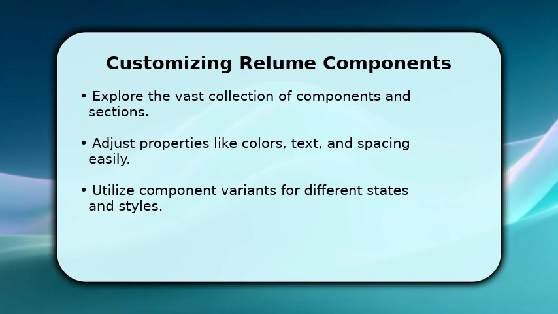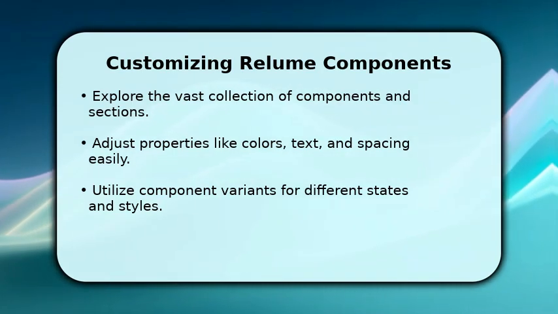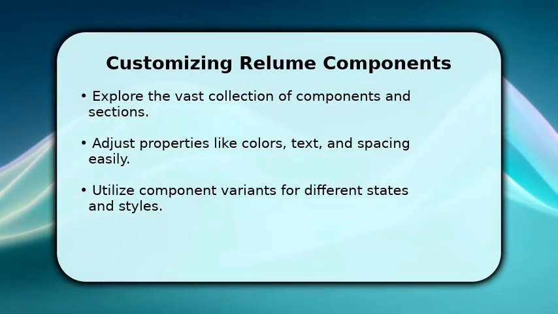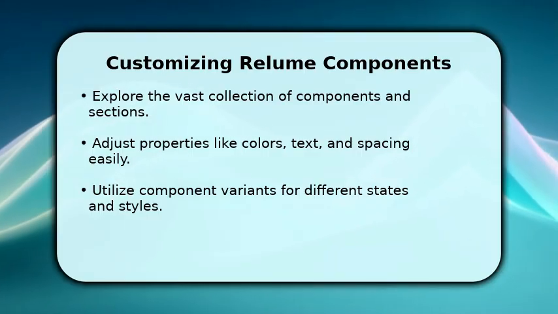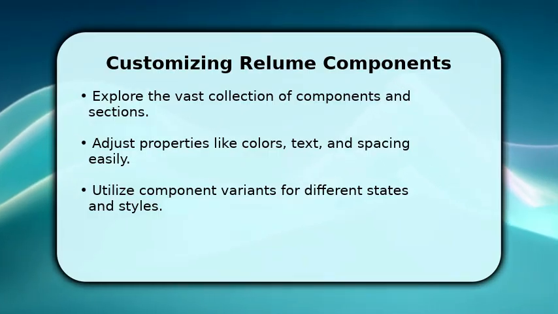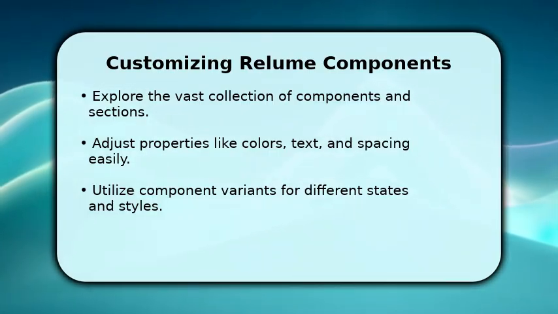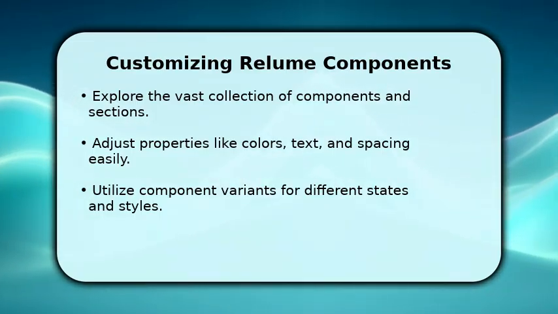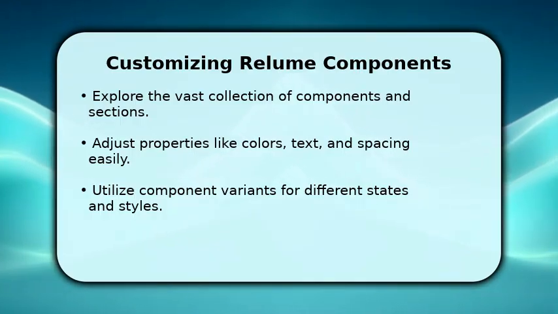Once you have a component on your canvas, customizing it is straightforward. Select the component and use the Properties panel on the right to modify colors, typography, and layout. Relume offers hundreds of variants for each component, allowing you to switch between different styles and states with just a few clicks. This flexibility ensures your designs perfectly match your brand's aesthetic.